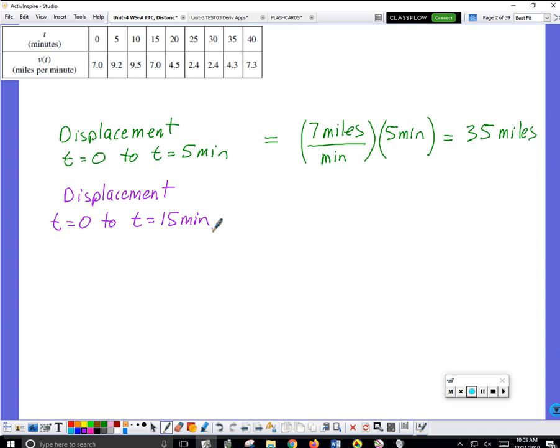For the purposes of this computation, again, this is not always true, so don't say this is always true. But for the purposes of this computation, we will assume that for the first 5 minutes, the velocity was always 7 miles per minute. Then for the time between 5 and 10 minutes, the velocity is always 9.2, et cetera, et cetera. Go. Feel free to use your calculator.